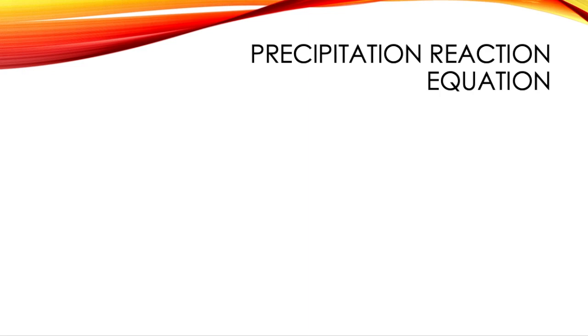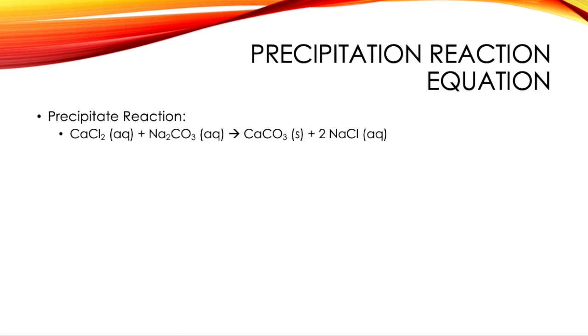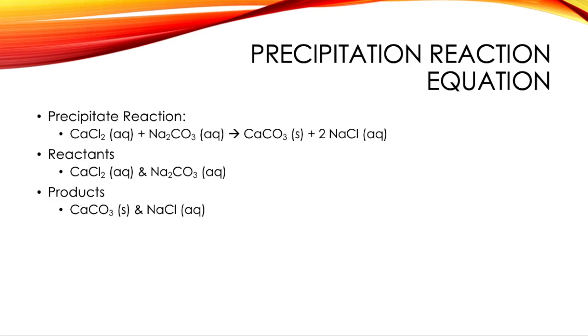For this precipitation reaction, the equation is calcium chloride plus sodium carbonate, which yields calcium carbonate plus sodium chloride. The reactants in this equation are calcium chloride and sodium carbonate. The products are calcium carbonate and sodium chloride. Compounds that are soluble are calcium chloride, sodium carbonate, and sodium chloride. The compound that is not soluble is calcium carbonate.